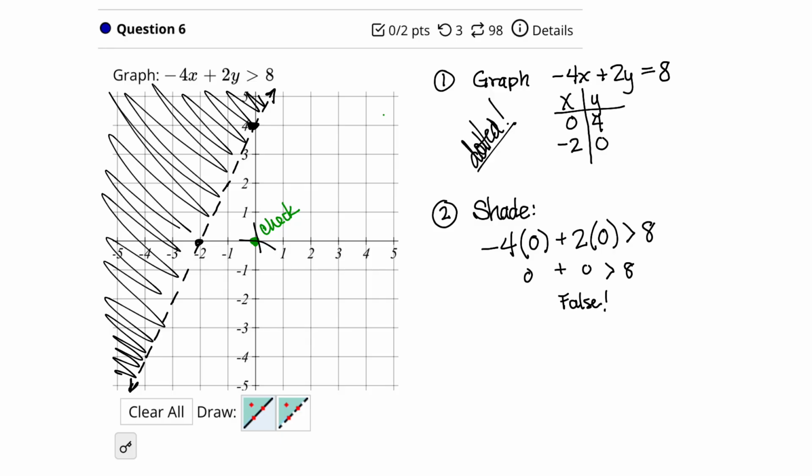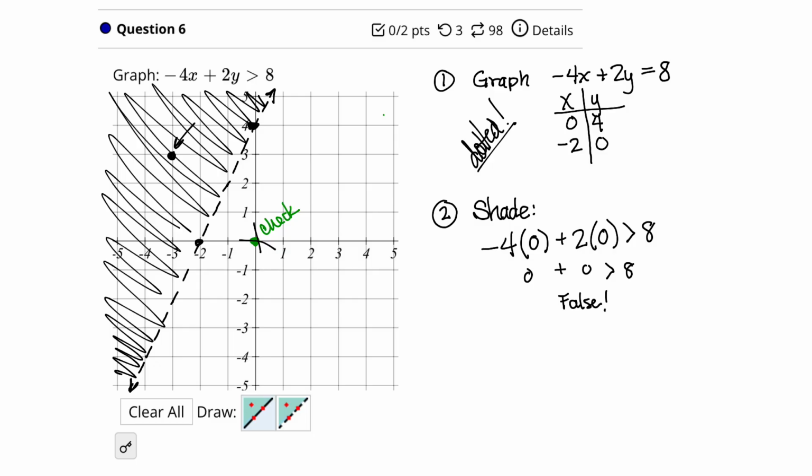Okay, so if it's false, the dot is not in the shaded section. If it's true, then the dot is in the shaded section. Let me show you that for an example. I'm going to choose a different dot. Let's do this one up here.